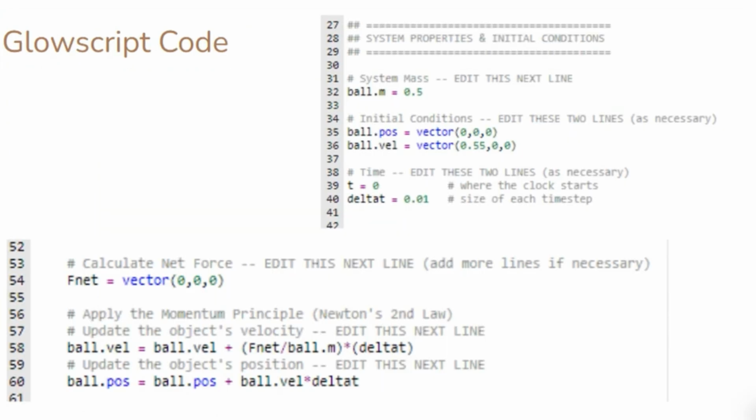So here's my GlowScript code. We have the initial conditions with the mass, the initial position, and the initial velocity. We have the time starting at 0 and our time step. Below it, we have our force being 0 because there's no net force, and this is all in our calculation loop. We have the velocity update formula and then the position update formula below it.